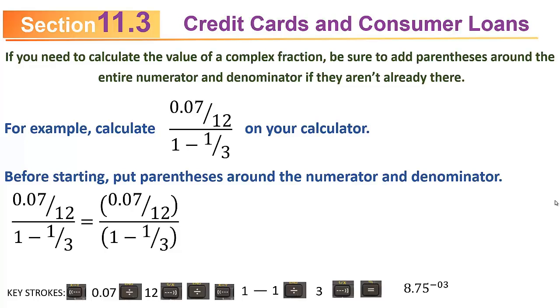Now remember what we said earlier, when you see that, that is the calculator's version of scientific notation, and what it means is you take the decimal place and move it 3 places to the left, so what you end up with is 0.00875.